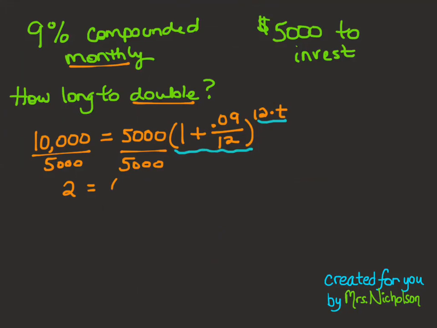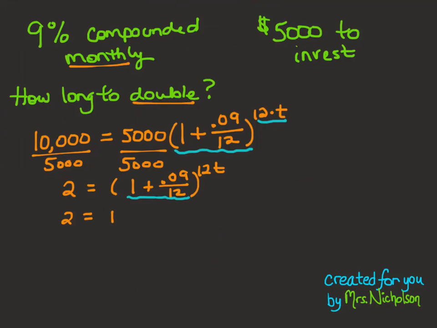And I have 2 is equal to (1 plus 0.09 divided by 12) to the 12t power. So now I'm close to ready to undo the exponential. Remember, to undo an exponential, we need to use a log, but I need to know what base to use. And this expression right here is my base. So I'm going to enter that expression, 1 plus 0.09 divided by 12, into my calculator so that I can get a little more convenient number for a base.